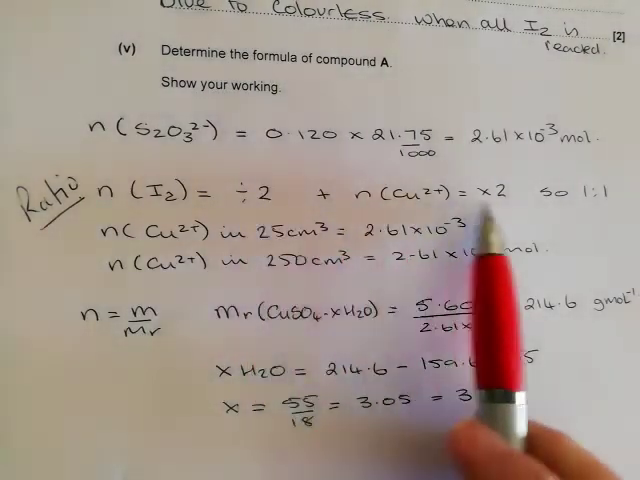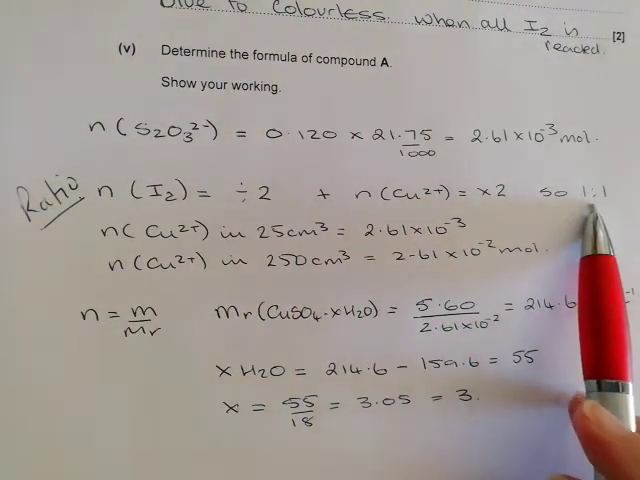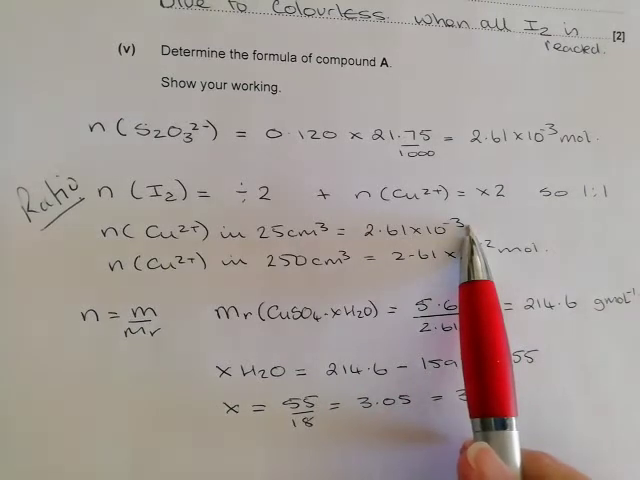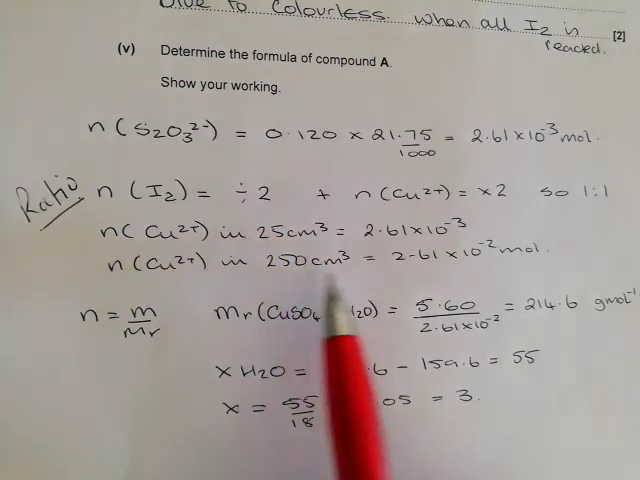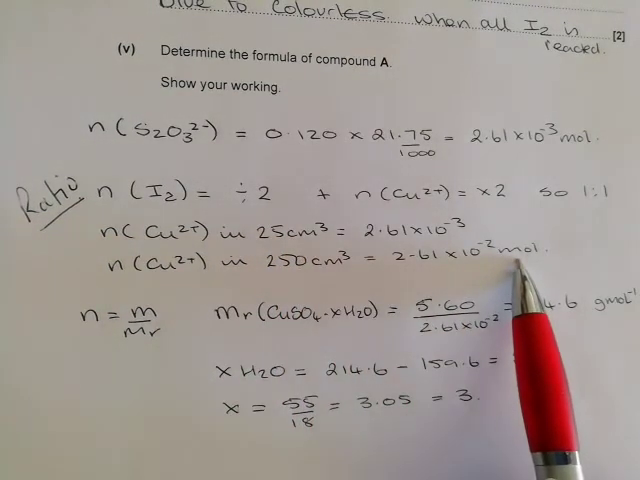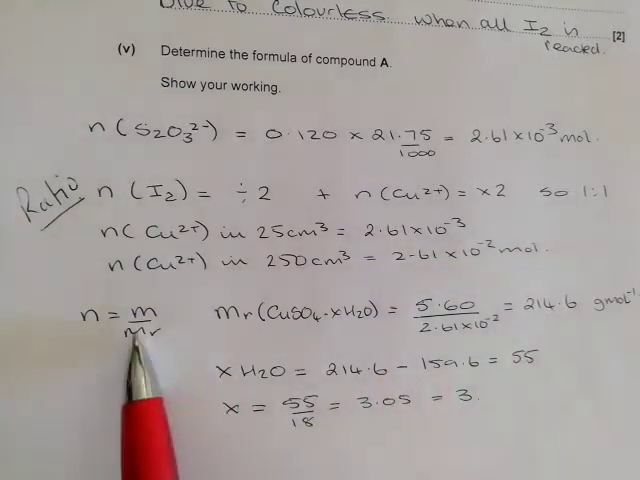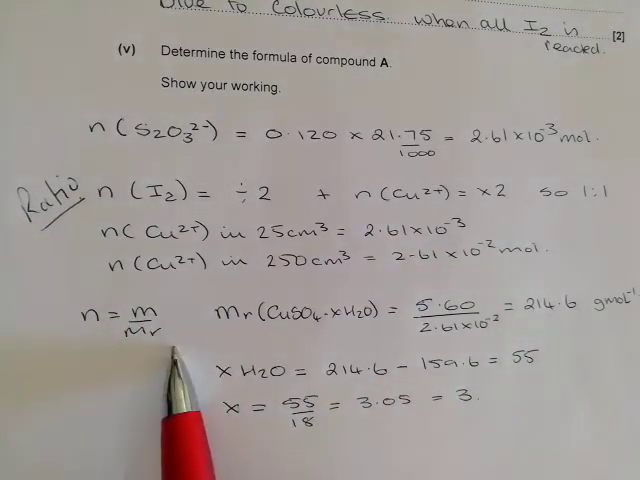So we're dividing by 2 times in by 2, so we've got 1-to-1. So that is also the number of moles of the copper in solution, and that's in 25. So we need to remember to scale it up to the number of moles in the whole 250. We're then going to use this to work out the MR of the substance. So we're going to go to MR is mass over moles.